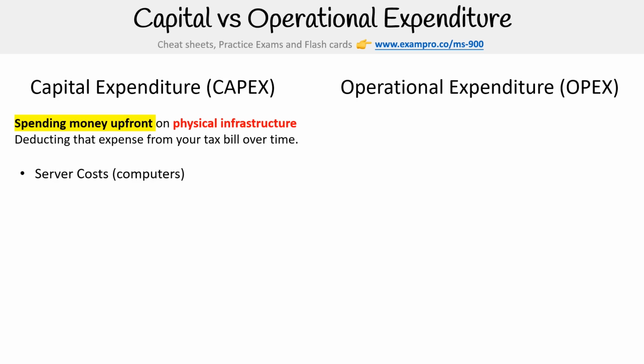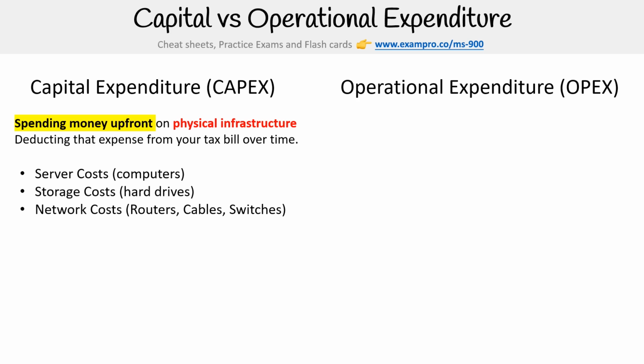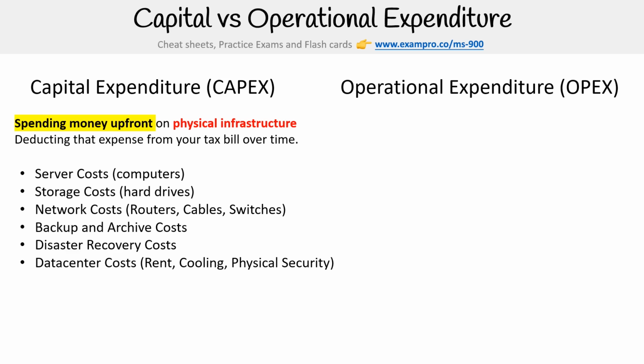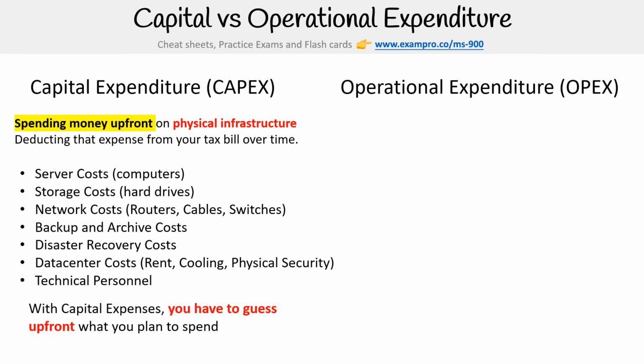So computers, that would be your server costs. If you were to buy hard drives, it'd be your storage costs. If you bought routers, cables, or switches for your network. If you're purchasing things for backup and archive costs. If you had disaster recovery, like an uninterruptible power supply would be an example of that. You have your data center costs, so that's your rent, cooling, physical security. You have technical personnel, so you're hiring people to do things for you. And so with capital expenses, you have to guess upfront what you plan to spend.